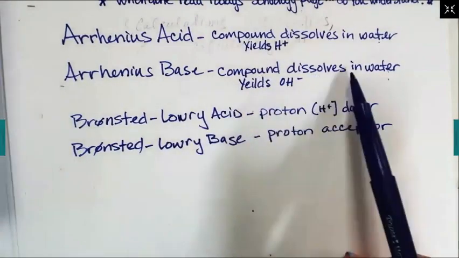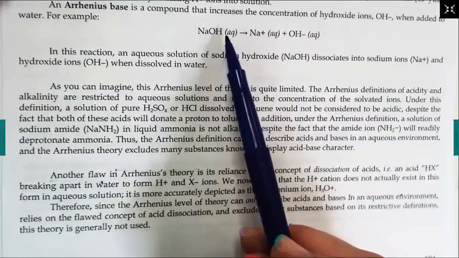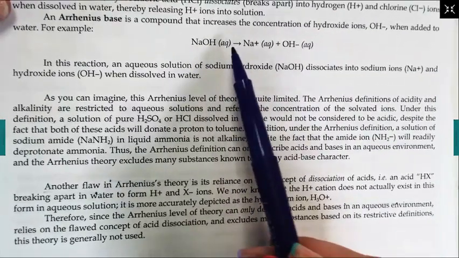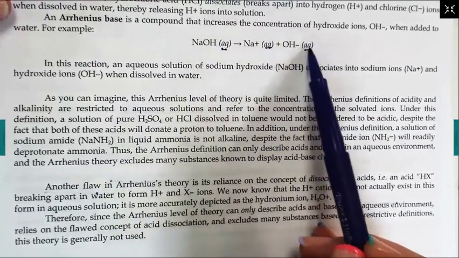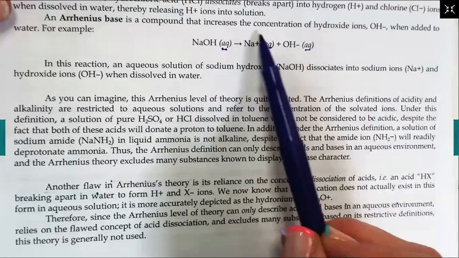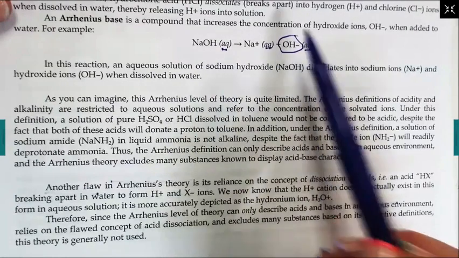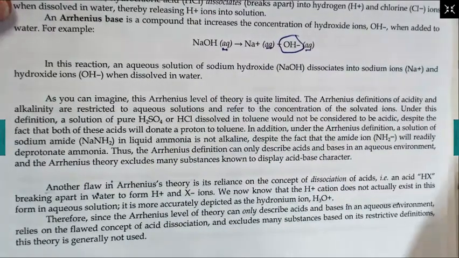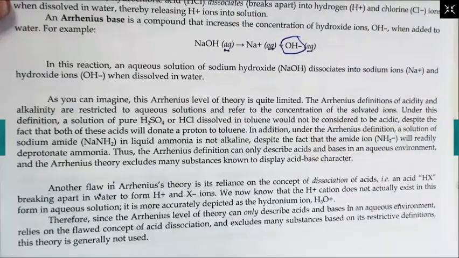Arrhenius base dissolves in water and yields hydroxide ion. So this is an Arrhenius base. Sodium hydroxide, aqueous means it's in water. And yeah, it gets the sodium ion, but we're just looking at that base. That makes sense why it's Arrhenius? Okay, cool.